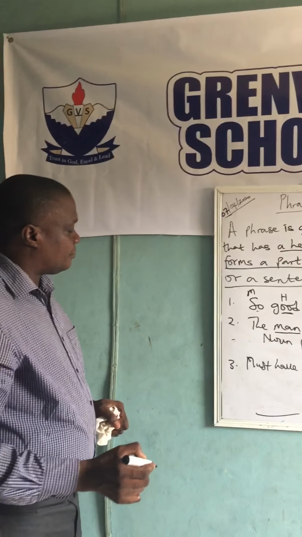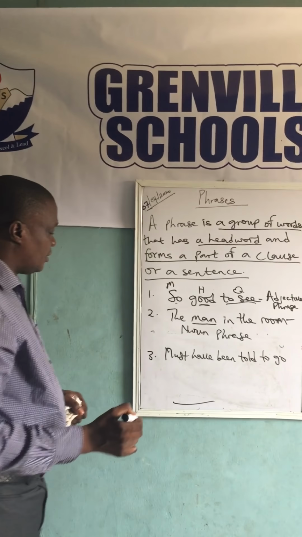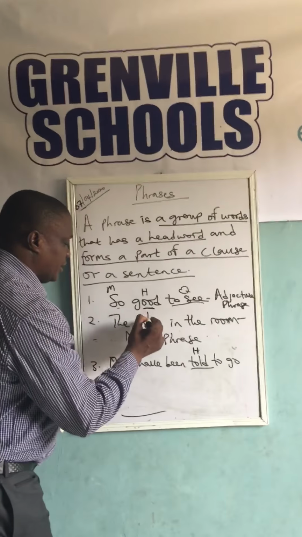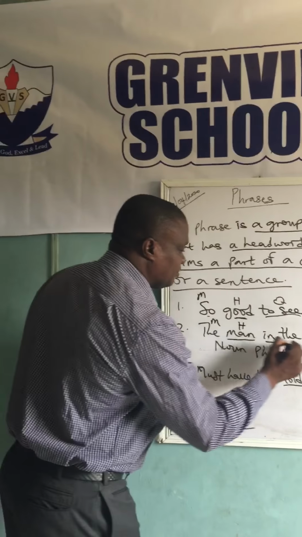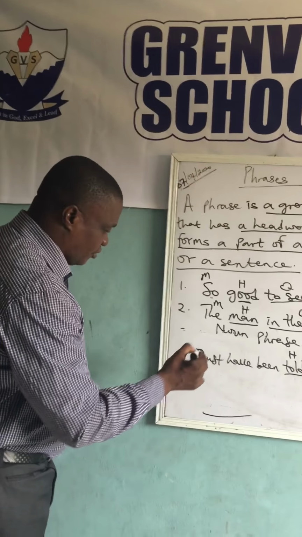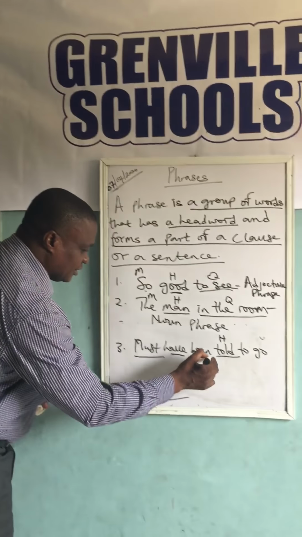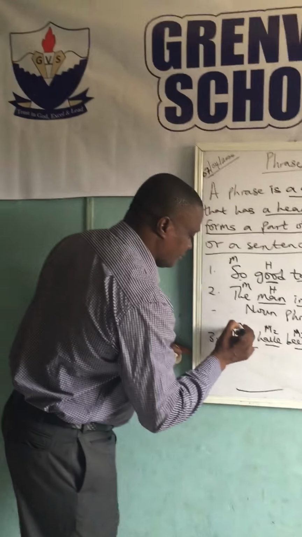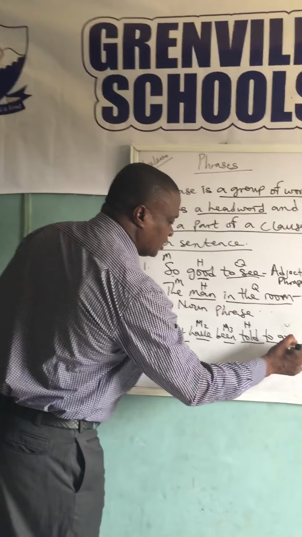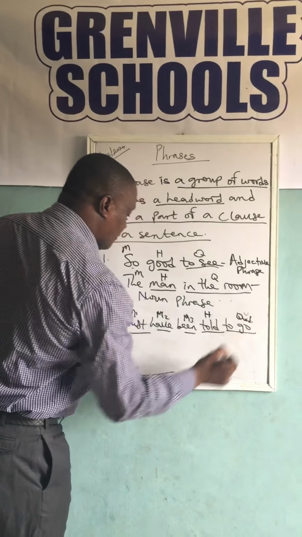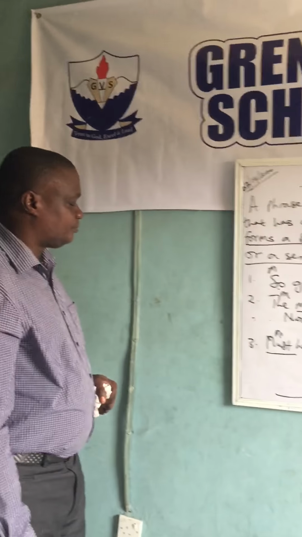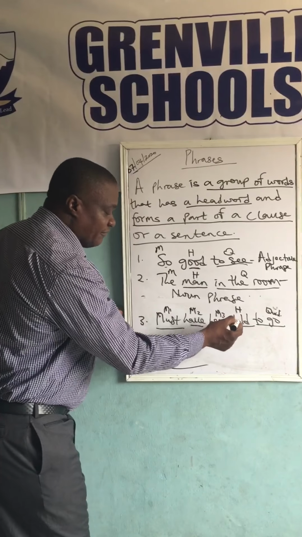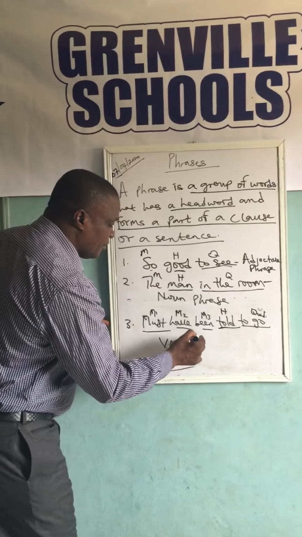Now, must have been told to go. The most important word here is, this is the headword. This becomes modifier, and this becomes the qualifier. So the same thing here, this and this, they become modifier 1, modifier 2, modifier 3. That's the headword, and this becomes the qualifier. One thing you must also remember is the fact that because the headword here is a verb, this becomes a verb phrase.